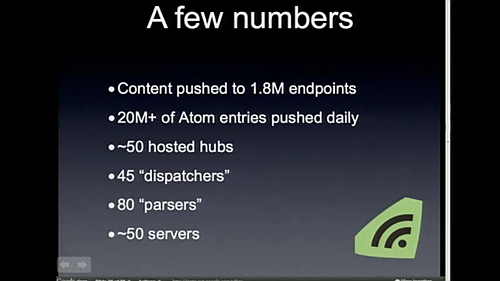A few numbers on the Superfeedr infrastructure. We currently push content to about 1.8 million endpoints. That's about 20 million Atom entries a day. Just for reference, Twitter in February said that they were publishing about 50 million tweets a day. So it's slightly smaller, but I'm pretty sure that in 3 months we're going to be bigger than them. We have about 50 hosted hubs, 45 dispatchers that send information to the subscribers, 80 parsers, and that's about 50 servers at the moment.